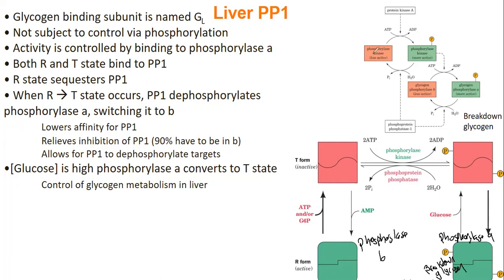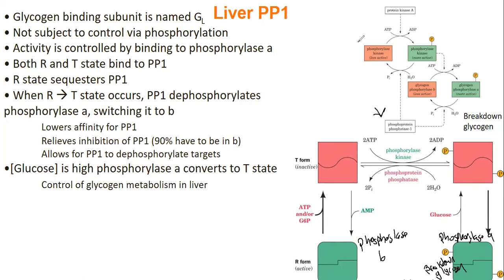All right, so the subunit that binds glycogen in the liver is called GL, and in muscles it was called GM. And the big difference between GM and GL and PP1 itself is that this system isn't regulated through phosphorylation. If you remember when we looked at the GM systems, how we regulate PP1 in muscles, it had to do with phosphorylating our GM subunit. Liver doesn't have that system.